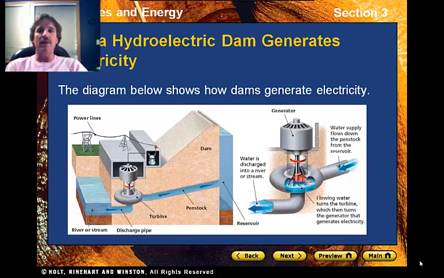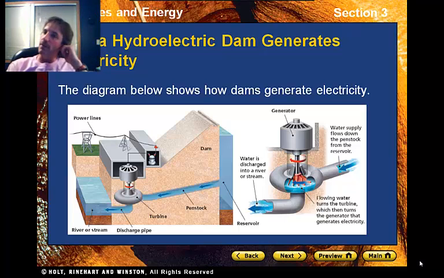Okay, here's a diagram of how this works. So you have hydroelectric, you have the dam that blocks up the water, you open a little pathway there, it's called the penstock. The penstock turns the turbine, which turns the generator, which is above it, and the generator generates the electricity, and then the rest of it goes off the spillway or discharge pipe. Here's a close-up of it on the right. Water supply flows down the penstock from the reservoir through the turbine, which spins the wheel that turns the generator. Pretty straightforward design.